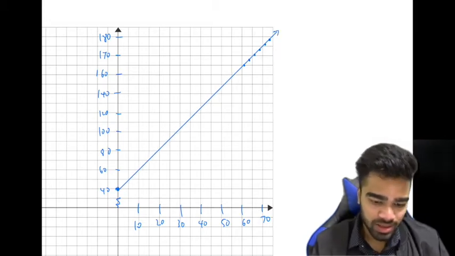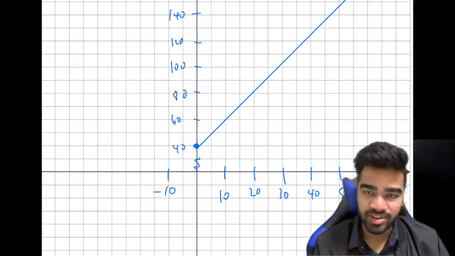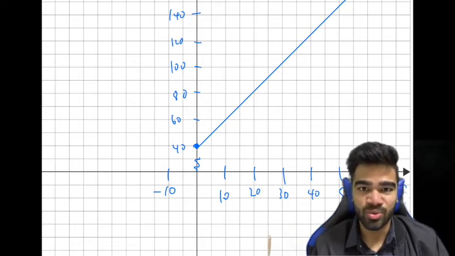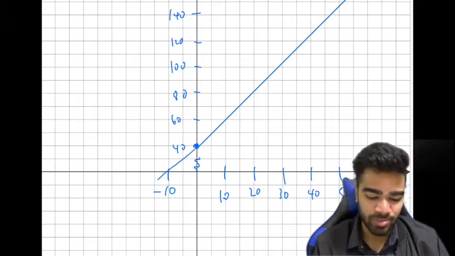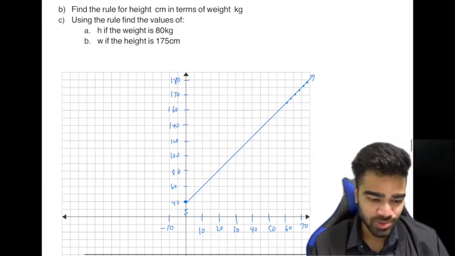Again, I'm stopping at this point, guys. Why? Because can I have a weight of -10? Well, that doesn't make sense. You'd probably just float away from Earth if you had a negative weight. So probably not, right? That's why I'm not going any further to the left, because I cannot have a negative weight.